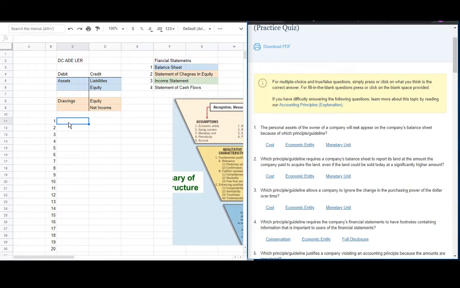So let's start here. Number 1, the personal assets of the owner of a company will not appear in the company balance sheet because of which principle or guideline? The economic entity.